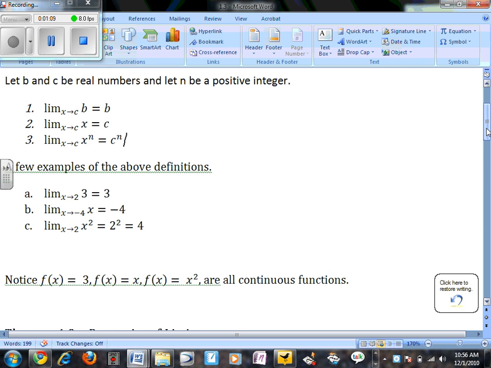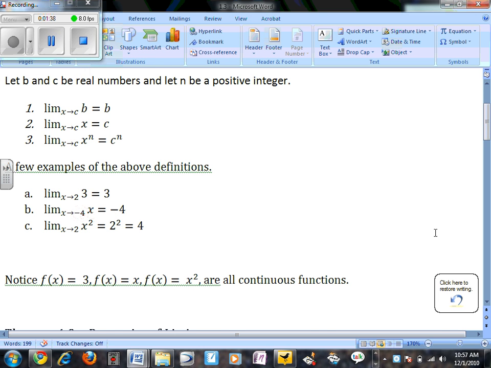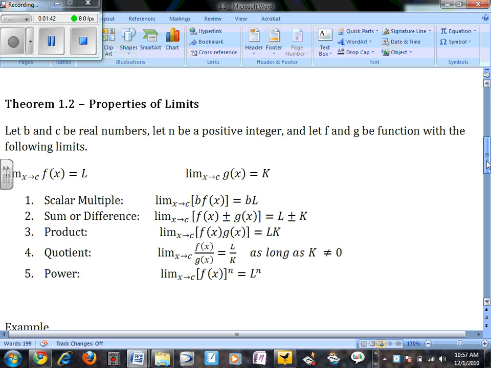A few examples from the above definitions. The limit as x approaches 2 of 3. If you think about the graph, it's just a straight line at 3, so it's just 3. The limit as x approaches -4 of x, we go ahead and plug -4 in, and we get -4 as our limit. And the limit as x approaches 2 of x squared, plug 2 in, square it, and you get 4. Since those are continuous functions, we can use direct substitution, and as I noticed, they're all continuous functions.